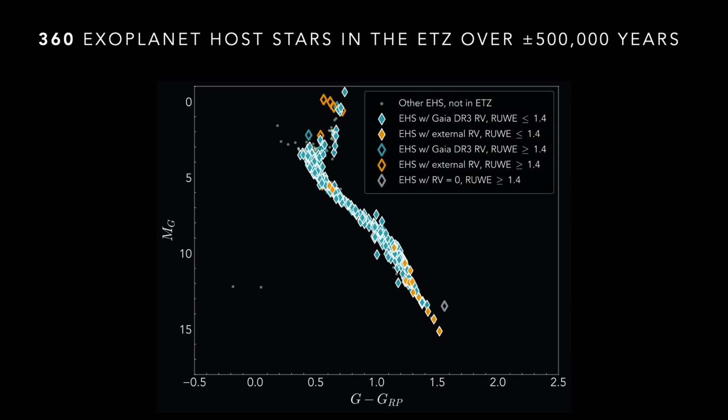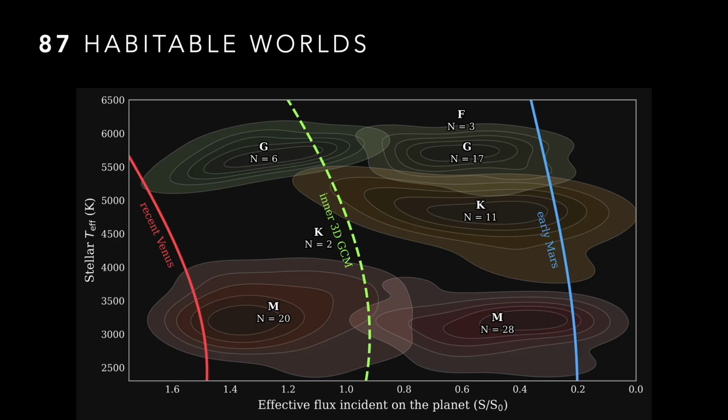Overall, over 500 exoplanets orbit these stars. Stunningly, roughly 87 habitable worlds are present among these planets. Now, the number 87 should be taken with some caveats. It turns out that when you calculate planets in the habitable zone, you'll get a different number depending on whether you use NASA Exoplanet Archive solar parameters or Gaia DR3 solar parameters.